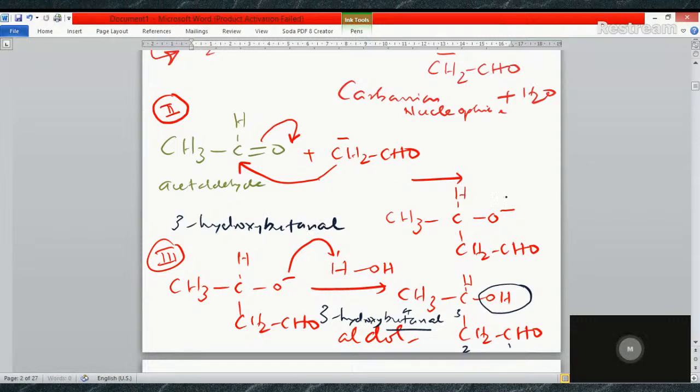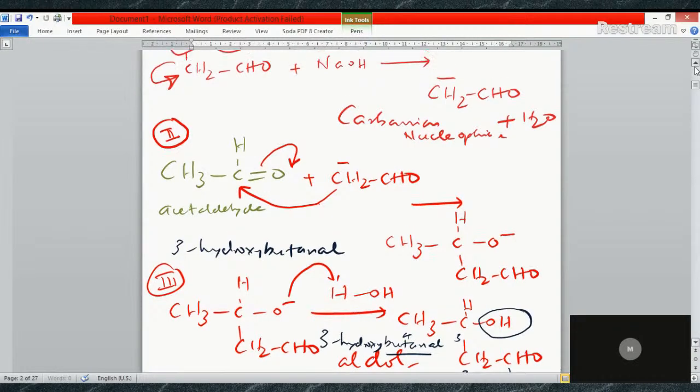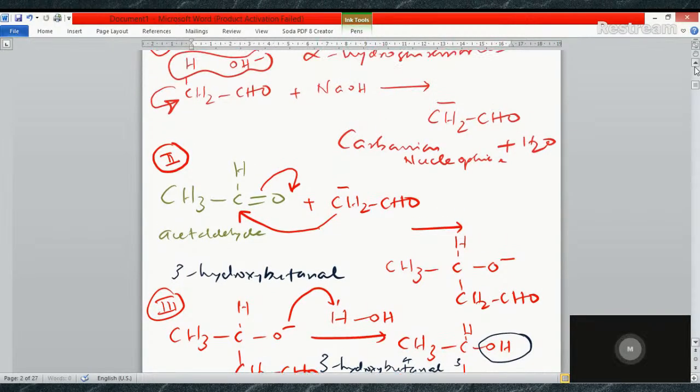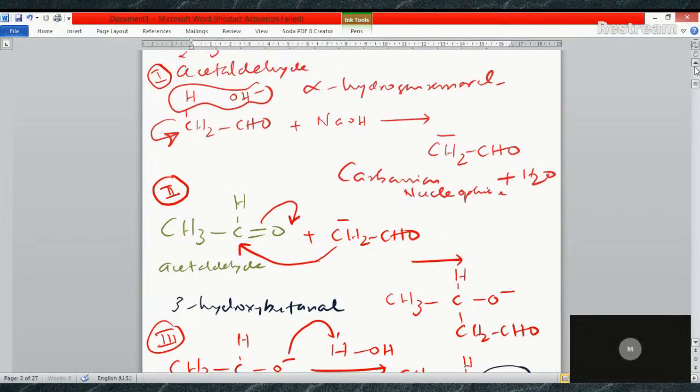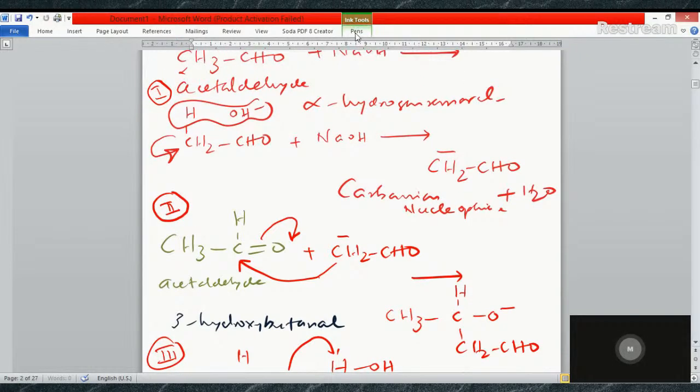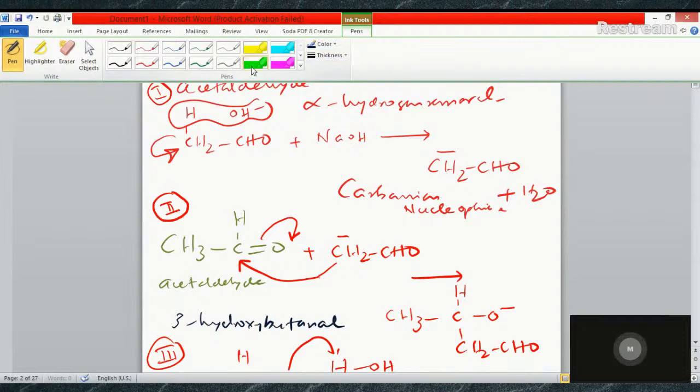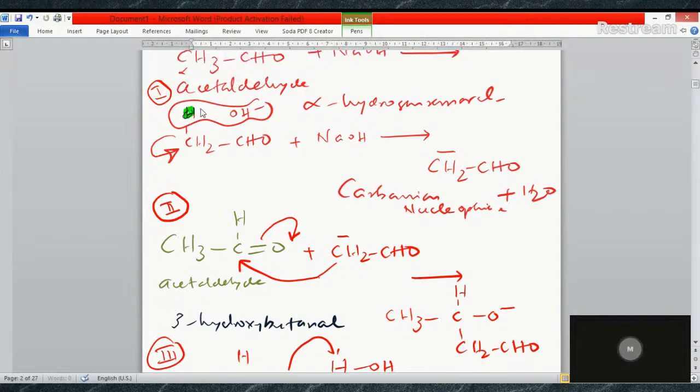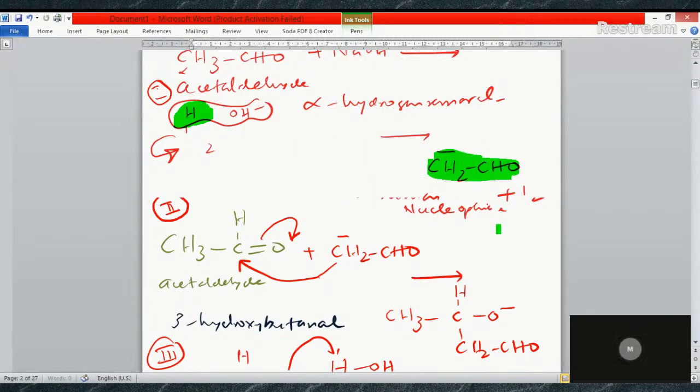These are the 3 steps involved in the aldol condensation reaction. In the first step, I repeat, we should take a hydrogen outside. The hydrogen which is noted here is alpha hydrogen. This is the alpha hydrogen. This hydrogen is abstracted. Due to that, a carbanion is formed. This is the carbanion formed.